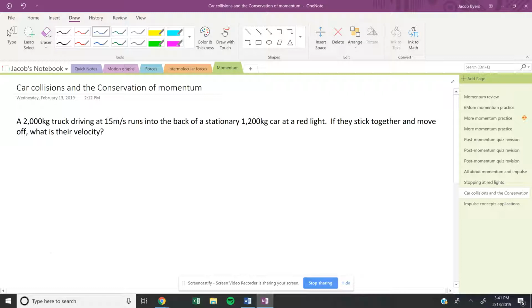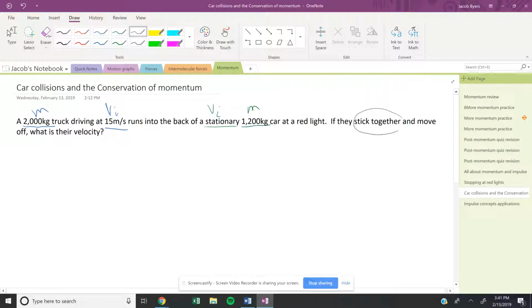So we've got a 2,000 kilogram truck, there's my mass, driving 15 meters per second. It's going to be my initial velocity. Runs into the back of a stationary 1,200 kilogram car at a red light. So stationary means velocity initial is 0. If they stick together and move off, what is their velocity?